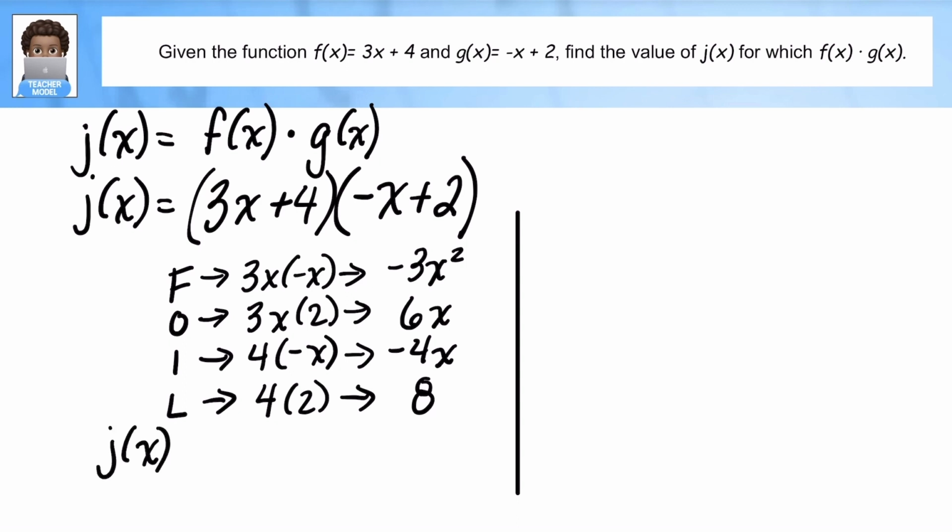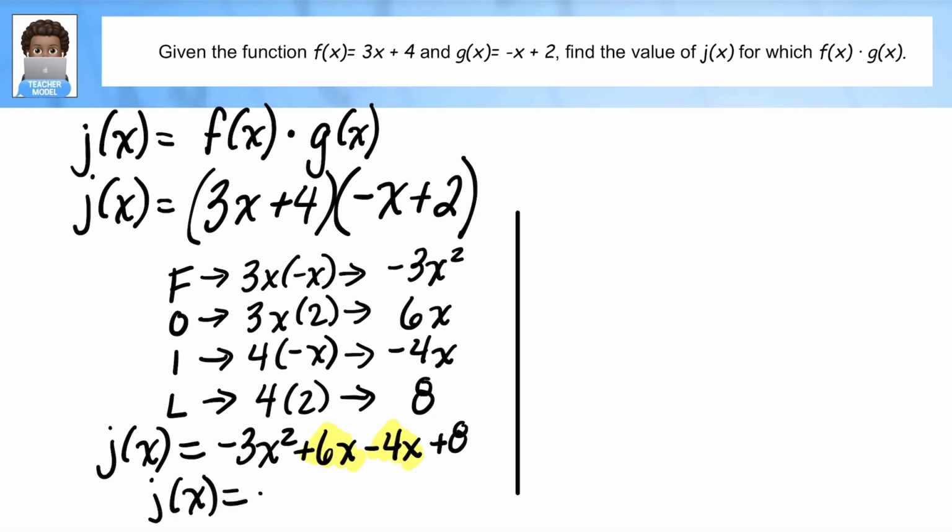J of x is equal to negative 3x squared plus 6x minus 4x plus 8. Look for your, here we go, our like terms, and we're going to simplify them. 6 minus 4 is 2. So J of x is equal to negative 3x squared plus 2x plus 8.